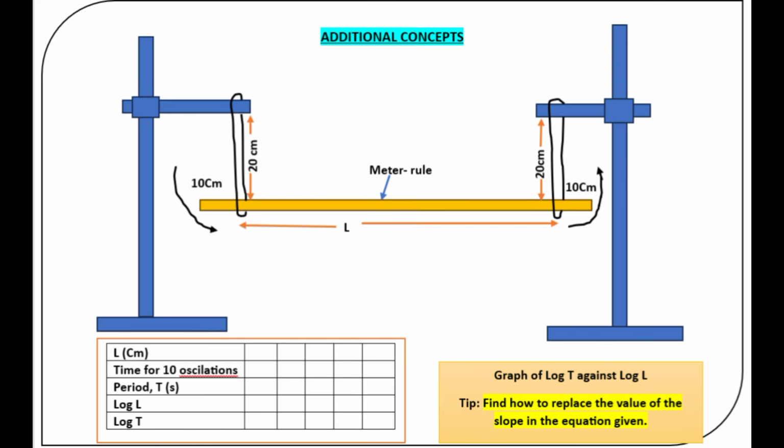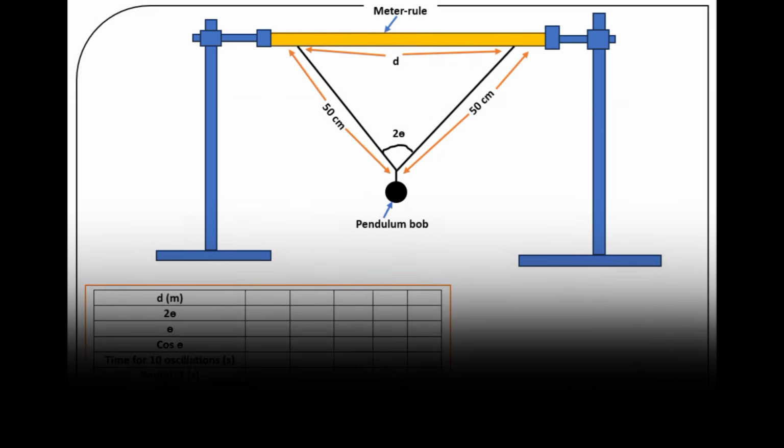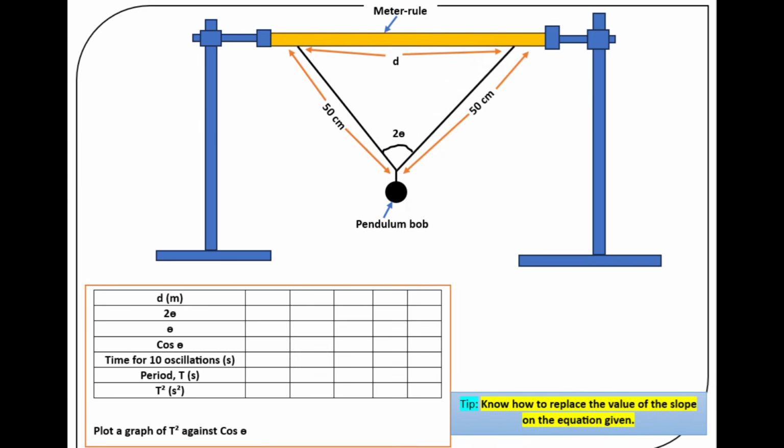Remember, we have said that for any graph, you should be able to know how to replace the value of the slope in the equation that you are given. So we may not say much there. Then we go to a meter rule again, and two strings hanging a pendulum bob. Then you are taking time for 10 oscillations. You should also be able to plot the graph, and once you plot the graph, you should also replace the value of the slope in the equation.